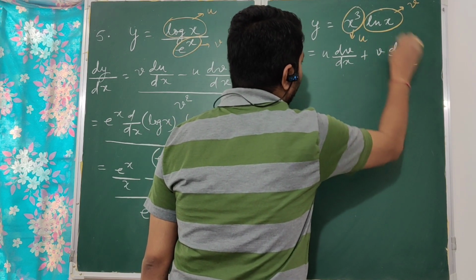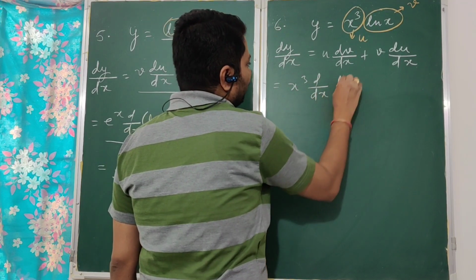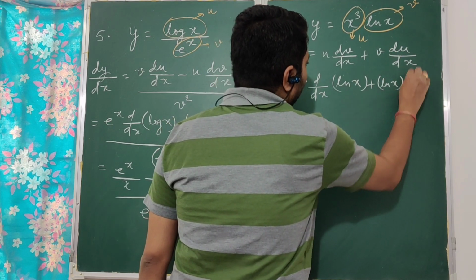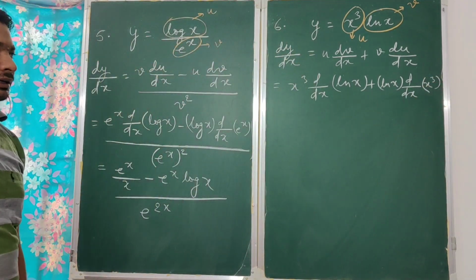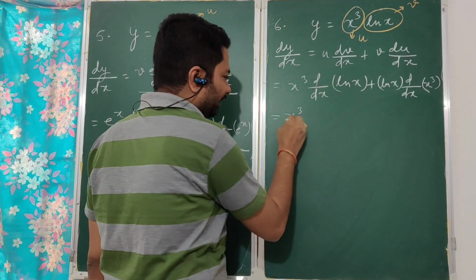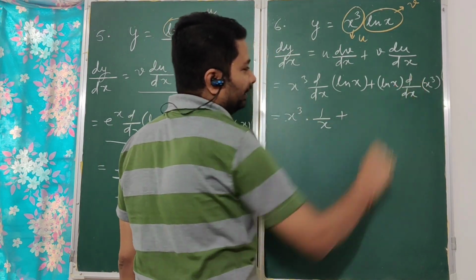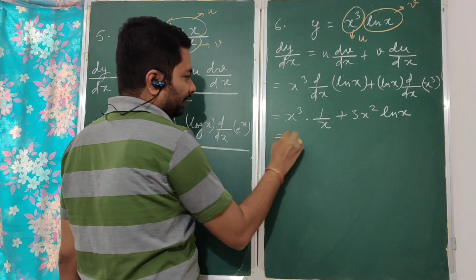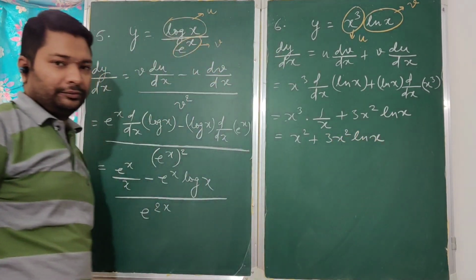The order does not matter in multiplication. So we can write x cube d by dx of natural log of x plus natural log of x d by dx of u, which is x cube. So now we can write x cube times d by dx of ln x, which is 1 by x, correct, plus d by dx of x cube, which is 3x squared, into ln x. So here we can write it as x square plus 3x square ln x.